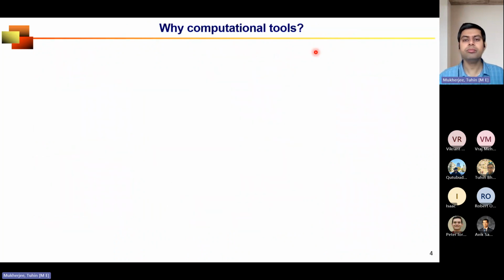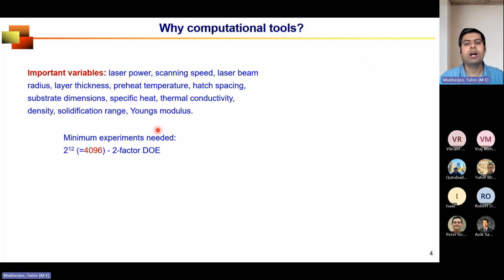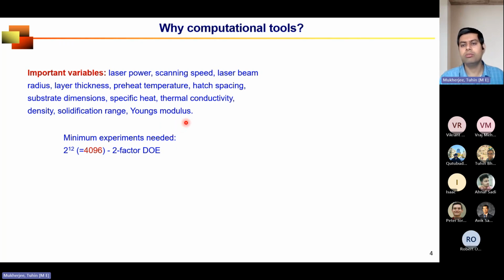So why we need computational tools to solve all these problems? I am just giving you one brief context. Let's say you are talking about powder bed fusion, laser powder bed fusion additive manufacturing, which is one of the very common additive manufacturing processes. What are the important variables that you can control during the experiment? Power, speed, beam radius, layer thickness, a whole lot of things. And depending on which material you need to select, there are a wide variety of material properties. So I list a few of them. There are 12 variables that can change during the experiment.